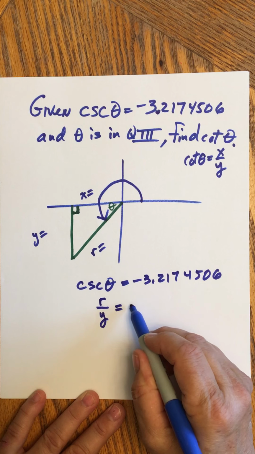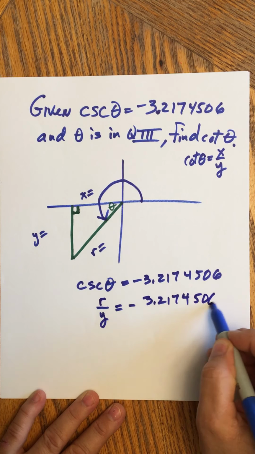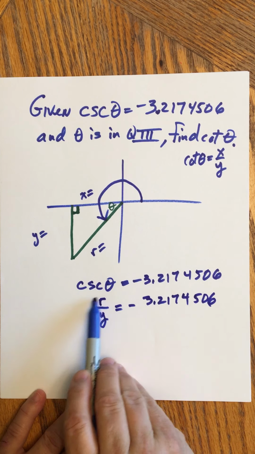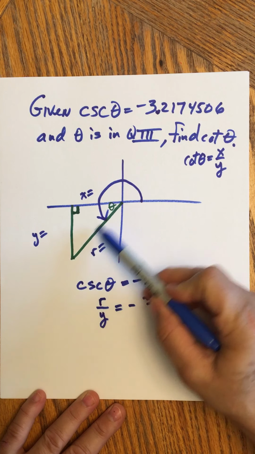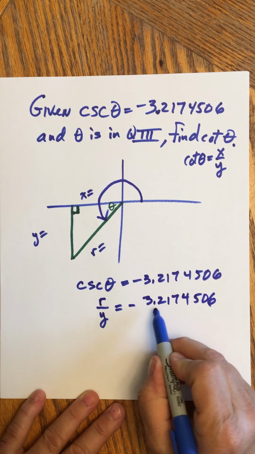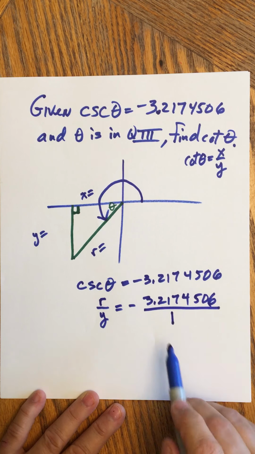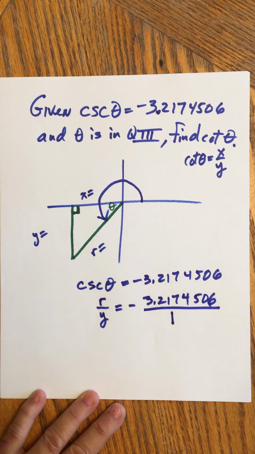And that's equal to negative 3.2174506. But remember, that's the length of the radius, this length right here, to the length of the y-axis right here. So we have one length here, we need another one. So I'm going to say over 1, right? I can always say that a number is the number over 1. If I make up a number, 20, it's really 20 over 1, right?